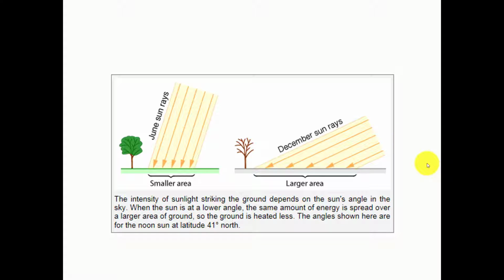So the intensity of the sunlight striking the ground depends on the sun's angle in the sky. When the sun is at a lower angle, the same amount of energy is spread over a larger area of ground, so the ground is heated less. And this is one of the main reasons why at 41 degrees north in December there's less sun energy than at the same location in June.